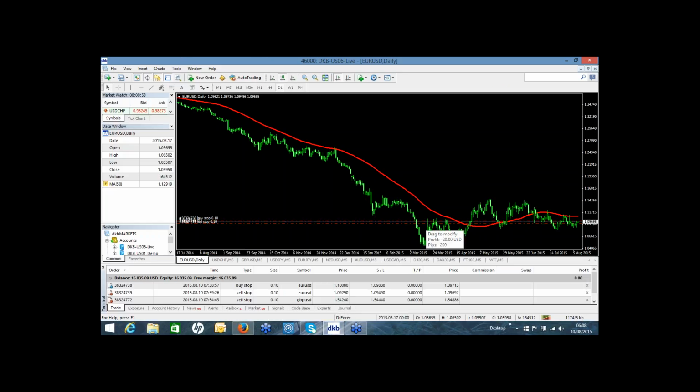So we'll just go to the Euro US dollar, and we're going to start with the daily time frame. Looking at the daily time frame, we can see that since July last year, the Euro US dollar had been trending sideways. This is the daily time frame, so we're looking at the overall picture of the Euro US dollar.